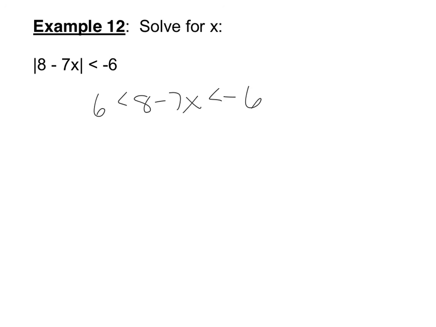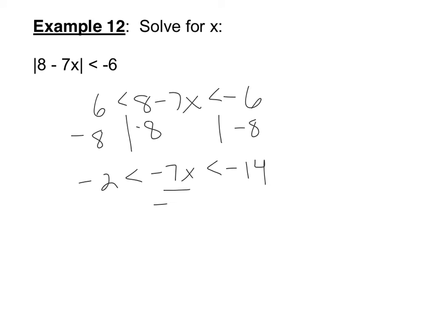Okay, so we go to solve this. Subtract the 8. You get negative 2. Oh, forgot to subtract the 8 over here. Common mistake made. So it's going to be negative 14 divided by negative 7. So you get 2/7 is greater than x and greater than 2.